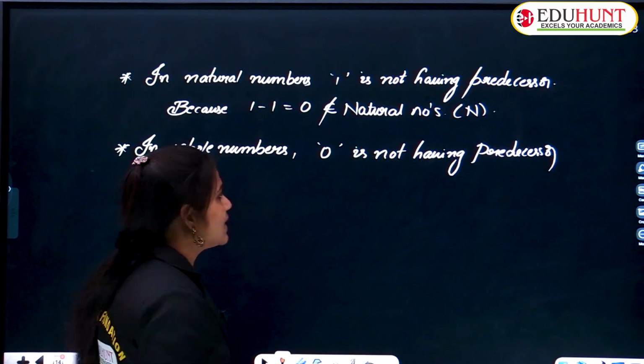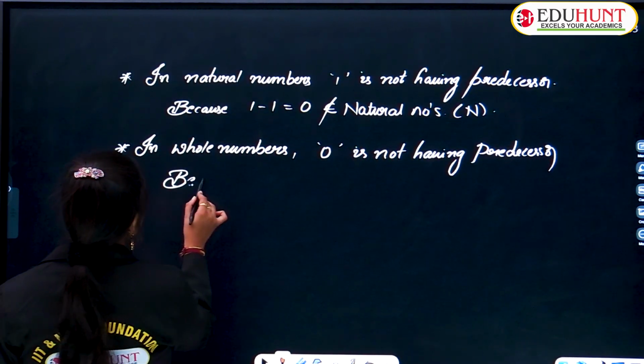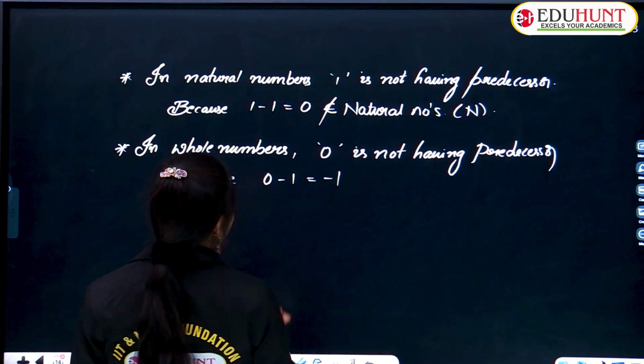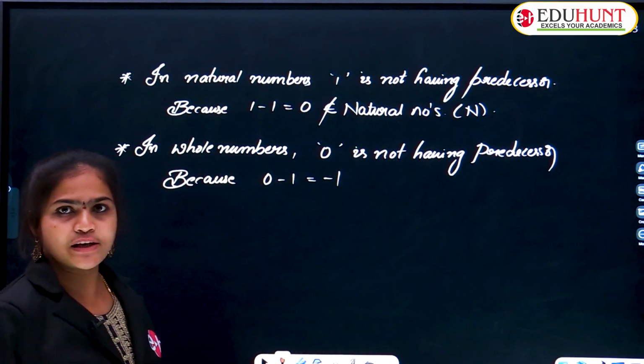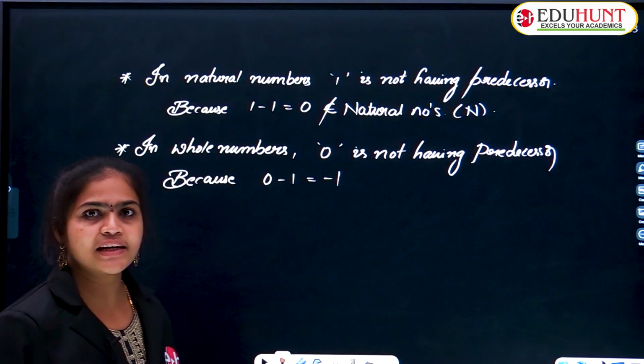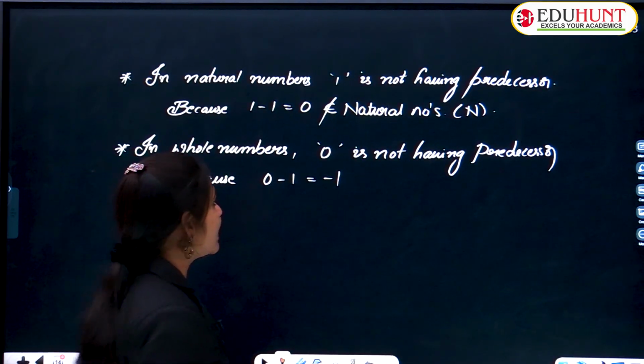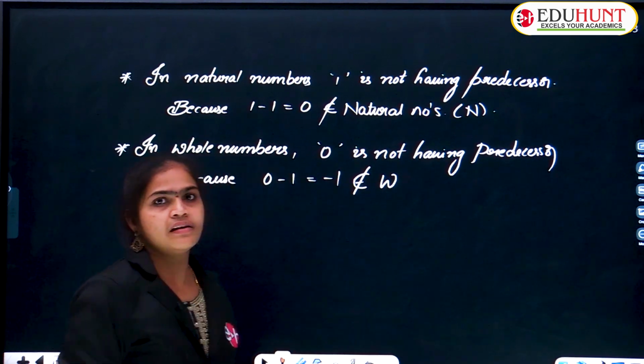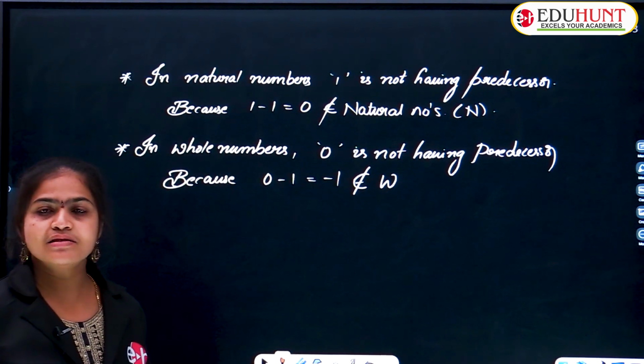Because 0 minus 1 is equal to minus 1. 0 means nothing, and from that nothing you are subtracting minus 1, so again you will get minus 1. But minus 1 does not belong to the whole numbers. Minus 1 is an integer, not a whole number.